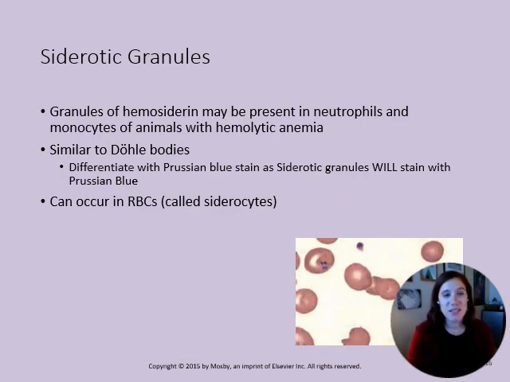We then have these siderotic granules. We got a lot of granulation happening. These are going to be granules of the hemosiderin, and they may be present in neutrophils as well as monocytes of the animals with hemolytic anemia.